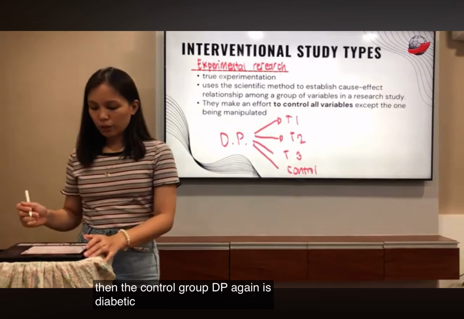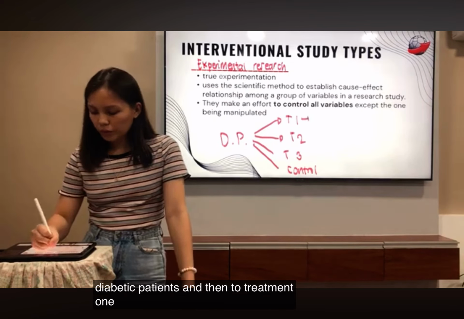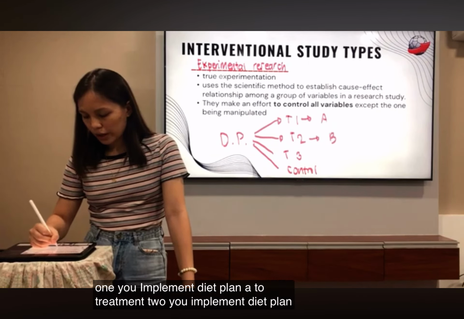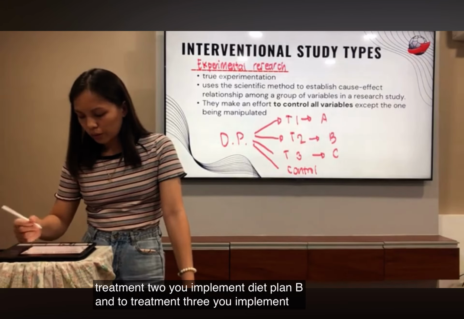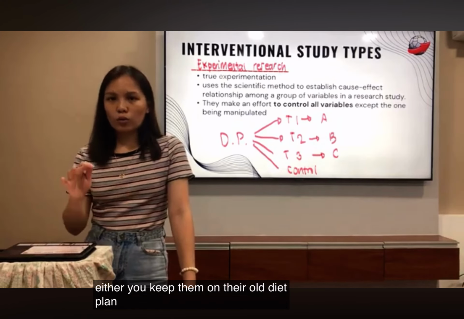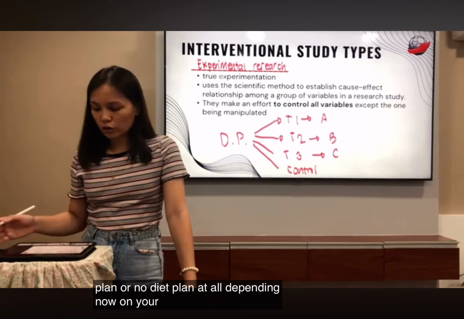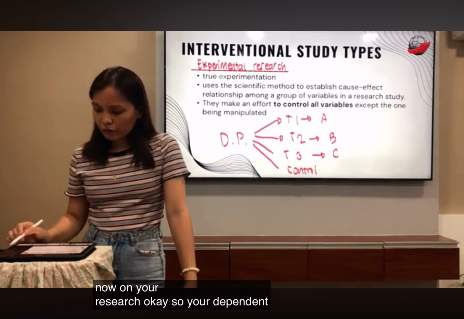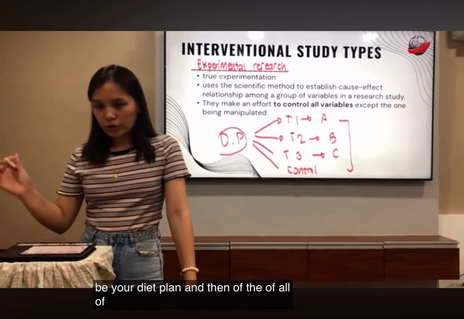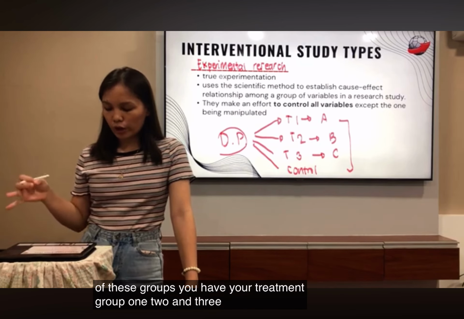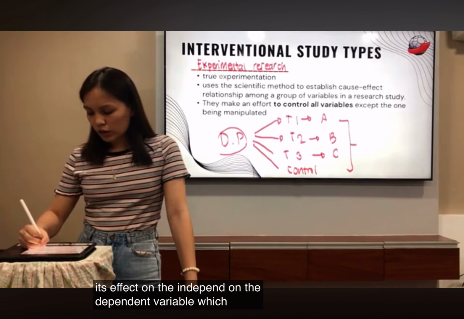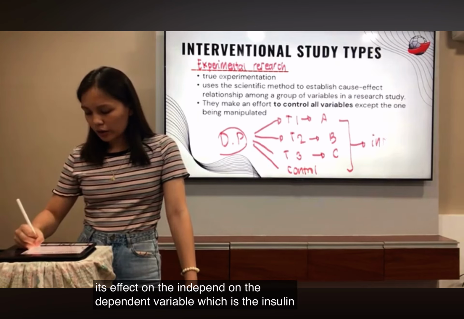DP again is diabetic patients. To treatment 1, you implement diet plan A. To treatment 2, you implement diet plan B. And to treatment 3, you implement diet plan C. And in the control, you either keep them on their old diet plan or no diet plan at all, depending on your research. So your independent variable would be your diet plan. And for treatment groups 1, 2, and 3, you determine its effect on the dependent variable, which is the insulin levels.